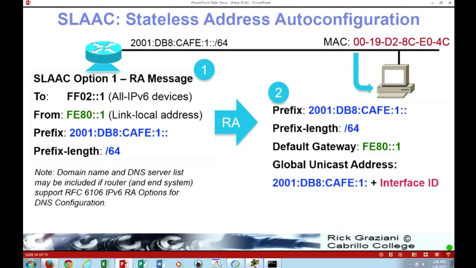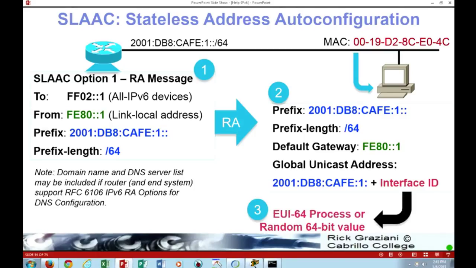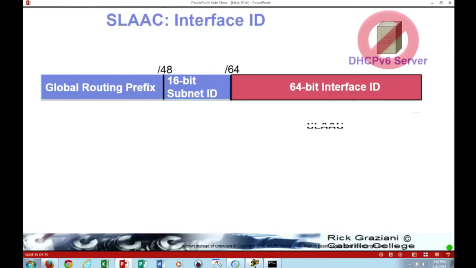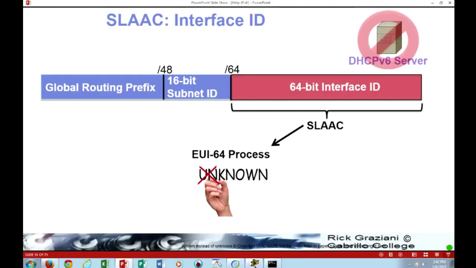All right, now all I've got to do is come up with a global unicast address. I know the prefix, 1, 2, 3, 4. I need 4 hex sets for the interface ID. How do I get that? One of two methods: EUI64 or a random 64-bit value. No DHCPv6 server needed. So let's take a look.